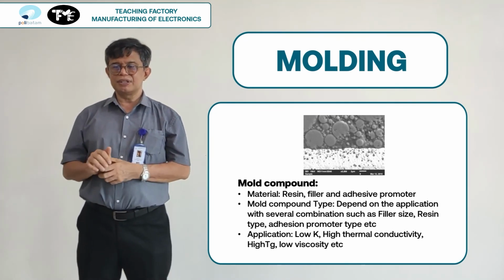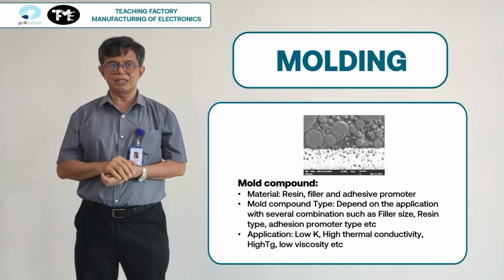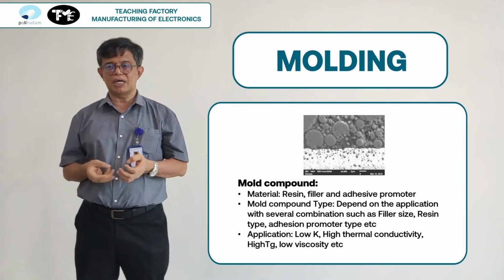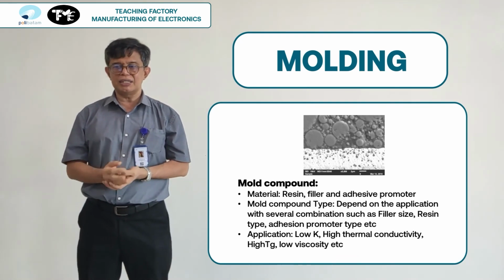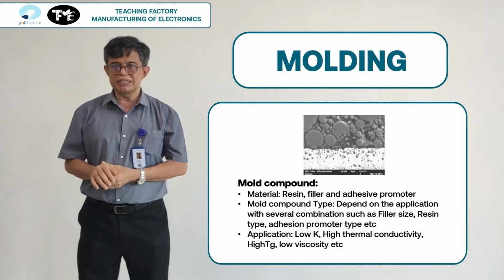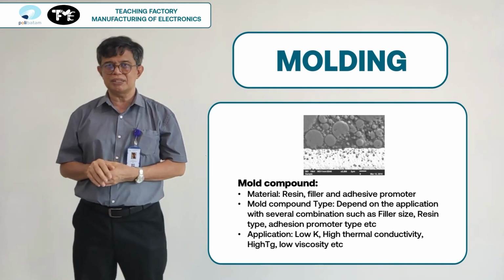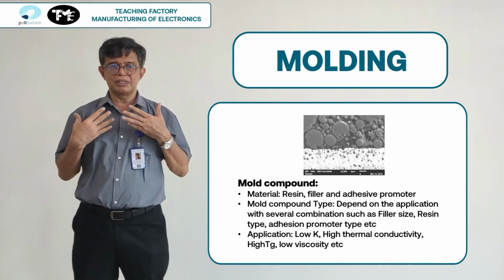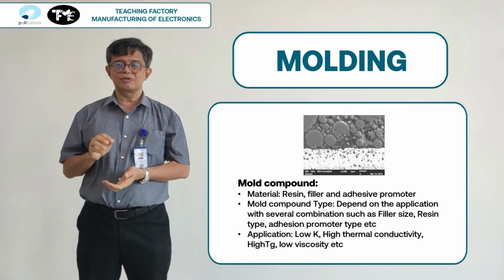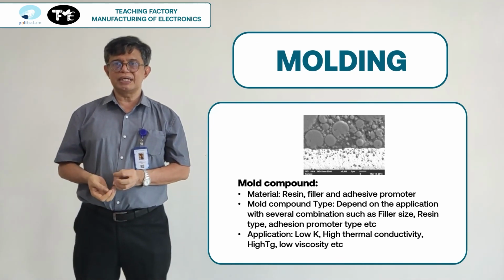Many types of mold compound have different materials, and there are also several applications. It depends on the application of the mold compound. There is low K application or high thermal conductivity, high PG, or high viscosity or low viscosity. This can depend on the mold type later. So we have to make sure that we select the optimum or best type of mold compound depending on the application. So that's the mold process.